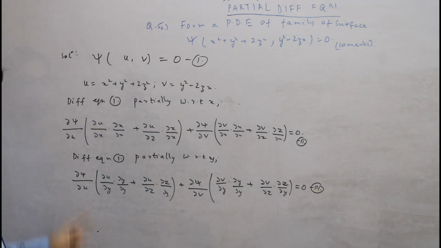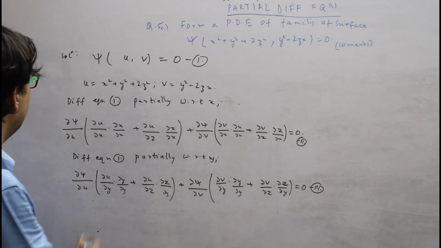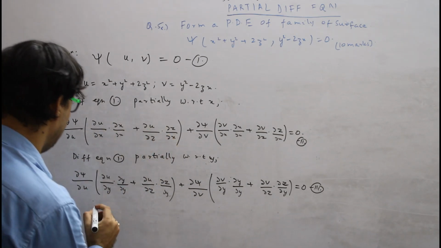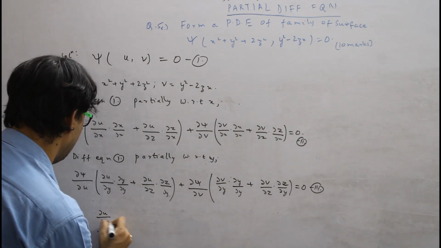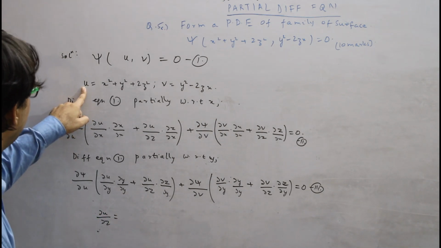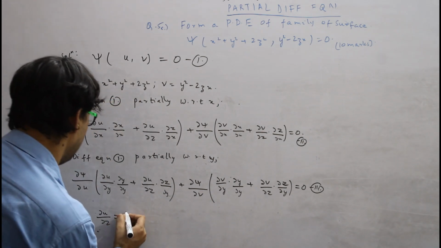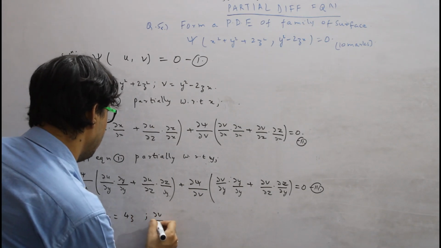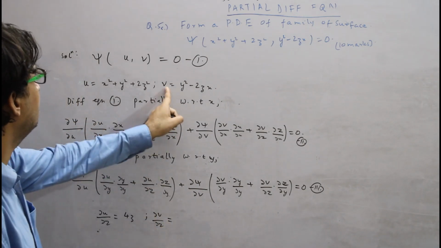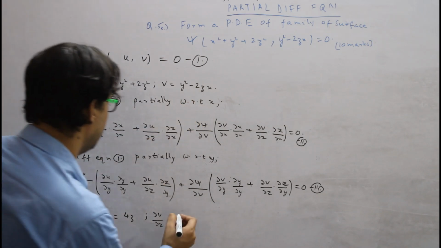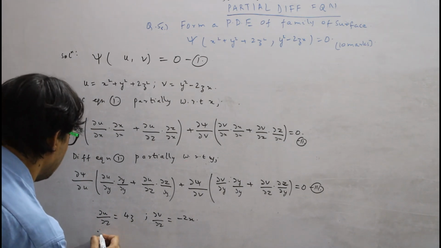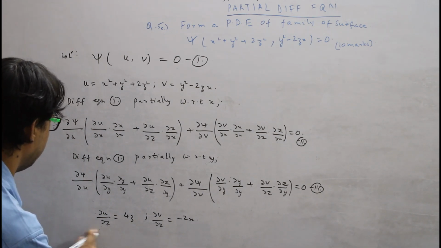Now I will put some of the values. For that I will first find my ∂u by ∂z. So ∂u by ∂z is how much? We can write from here, this becomes 4z. Similarly, what is ∂v by ∂z? ∂v by ∂z is here, so this is again minus 2x. Similarly, I am going to find my other things also.